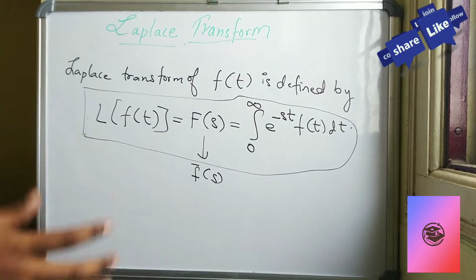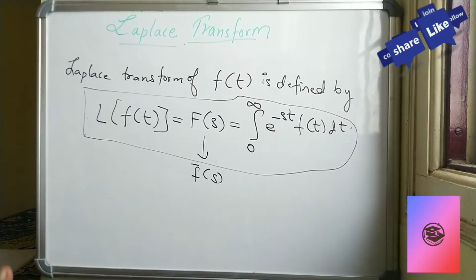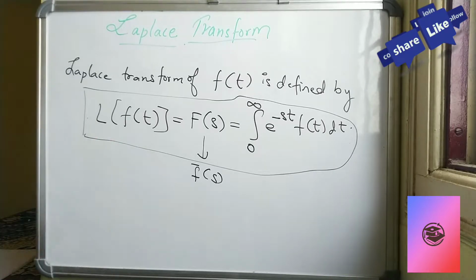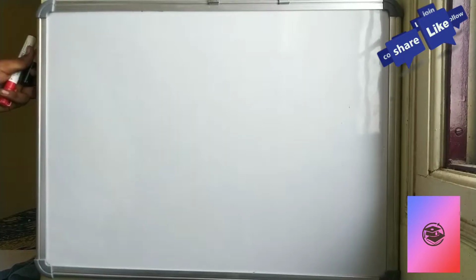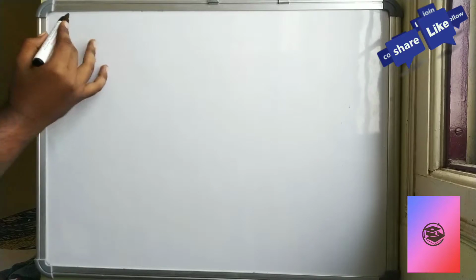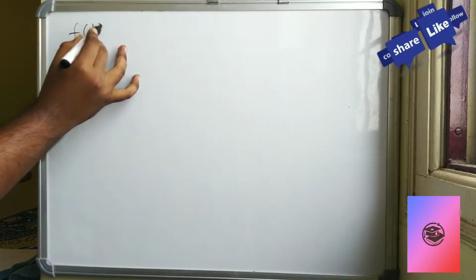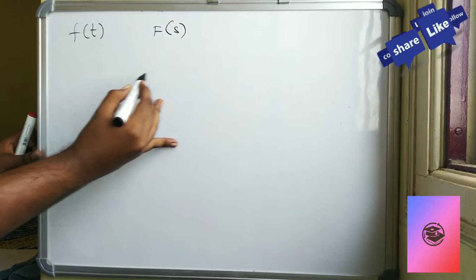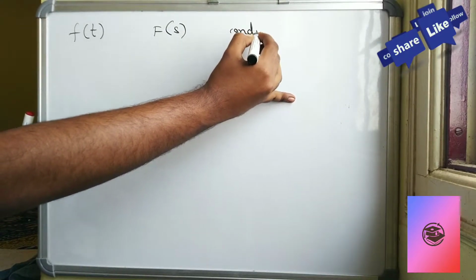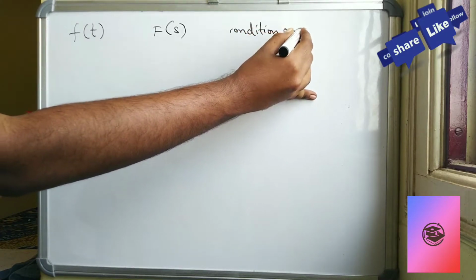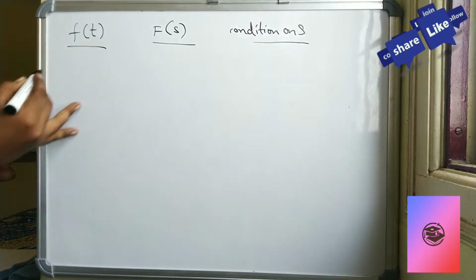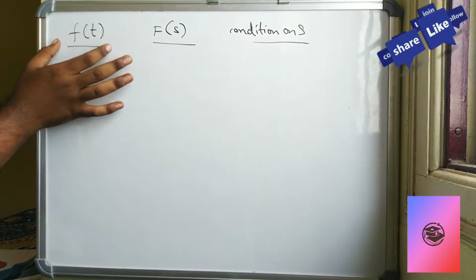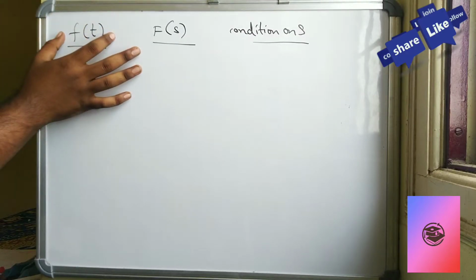Now we'll look into some standard formulas of the Laplace transform. We'll consider the function of t, then F of s, then the condition on s. These three things we'll discuss. Now F of s means the Laplace transform of this function of t.